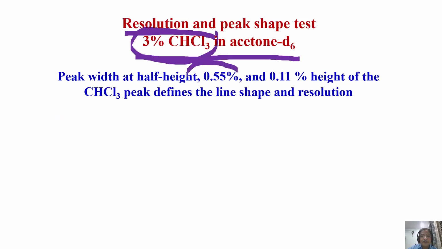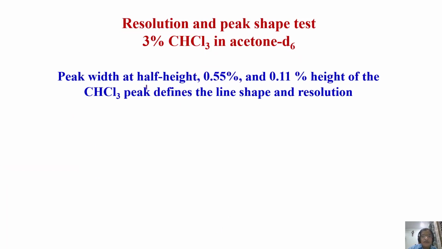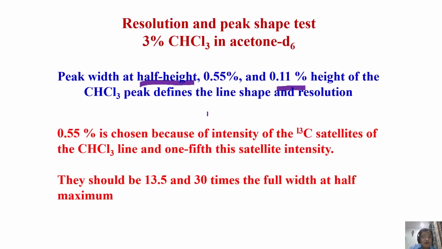Now measure the peak width at half height. There are three things you have to do. Peak width you have to measure at half height, full width at half maximum. And then you increase the signal intensity enormously. Find out 0.55% of the signal intensity at the bottom, and then 0.11% of that at the bottom, and measure the line width at 0.55% at the bottom, where you are going to get the carbon-13 satellite.